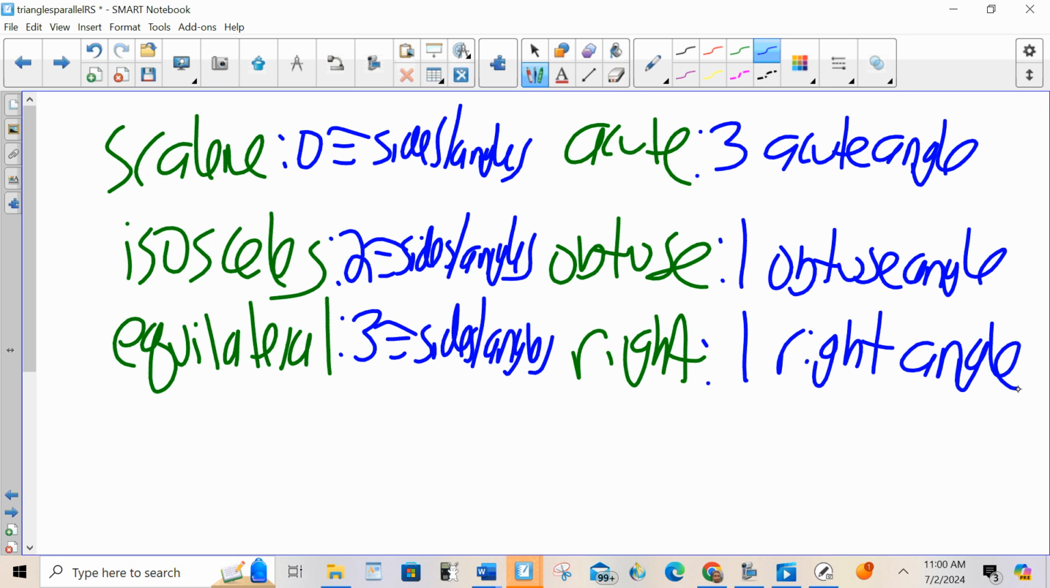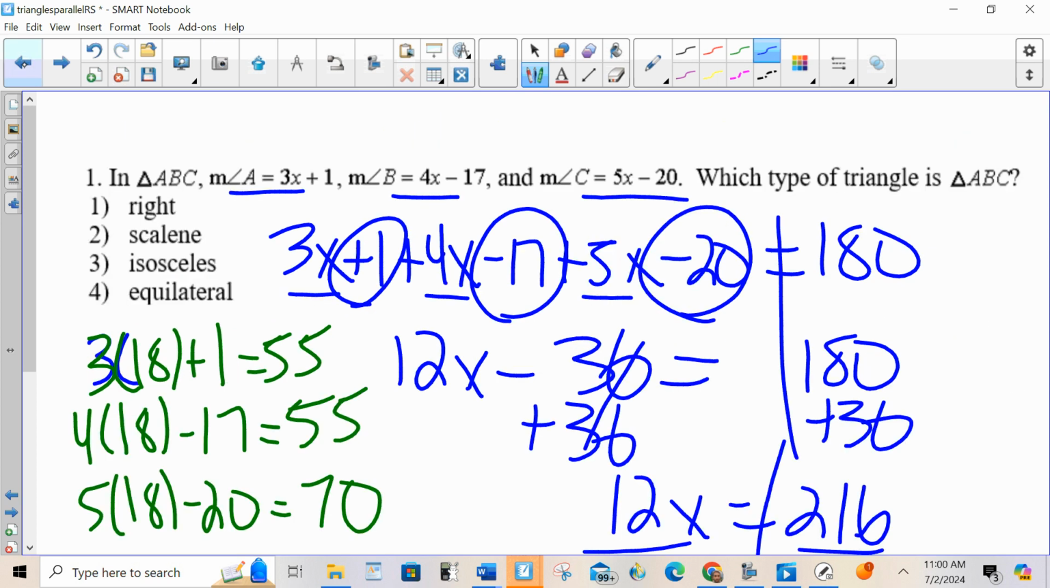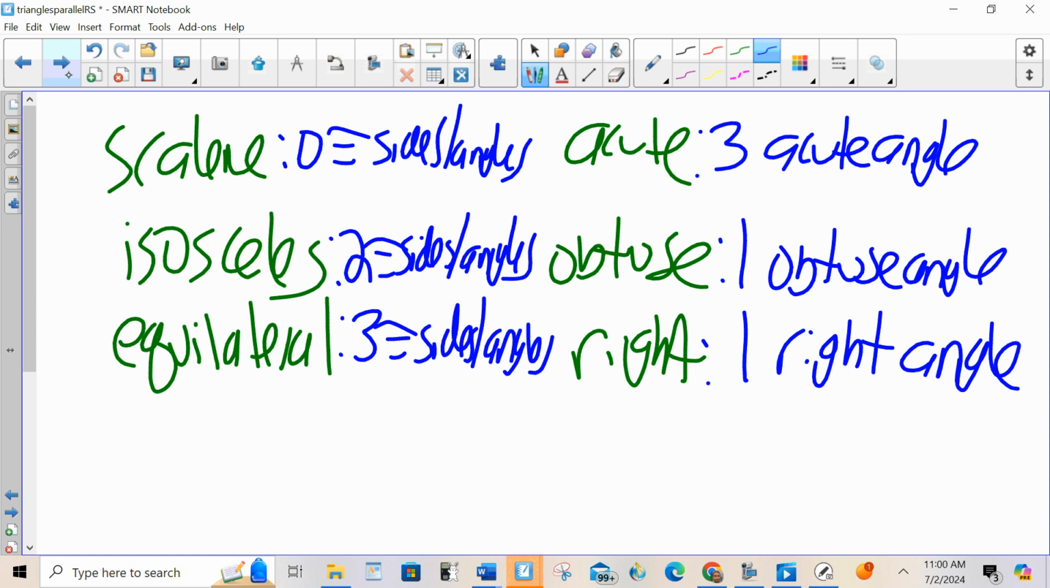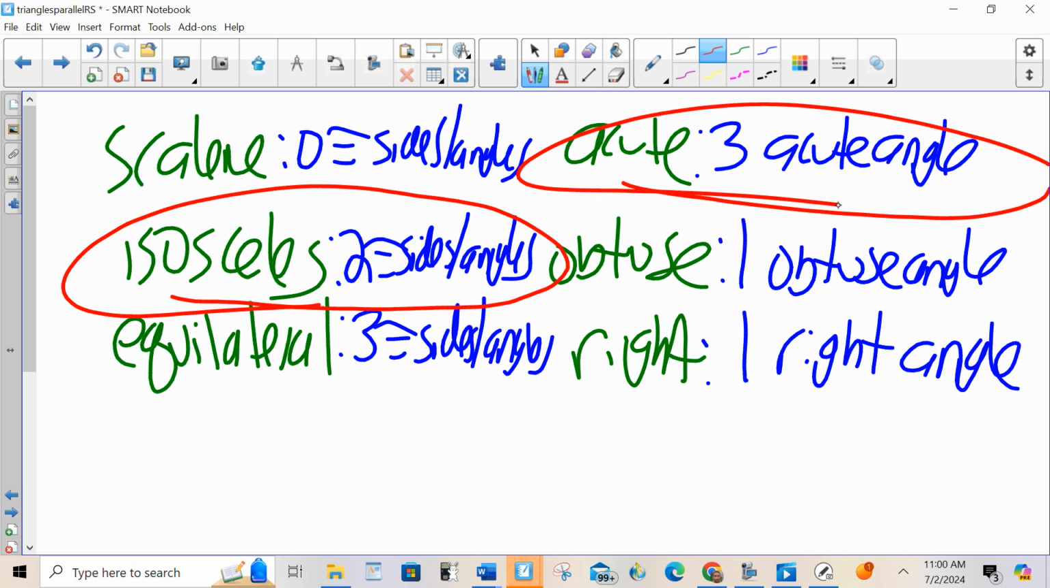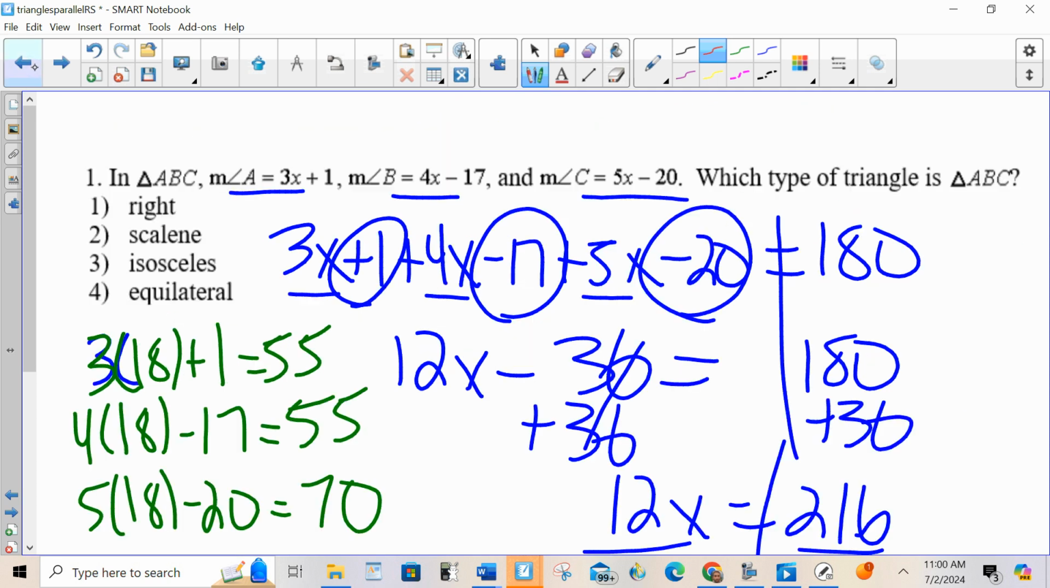So now that we have those definitions, we've got 55, 55, 70. That is isosceles because 2 of them are the same. And we've got acute because they're all less than 90. It's isosceles and acute. Which one is there? Choice 3, isosceles. When they give you expressions for the angles of a triangle, we add them to equal 180. We solve for x and we substitute it.